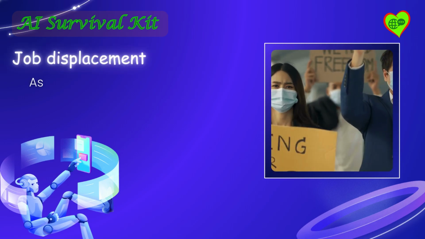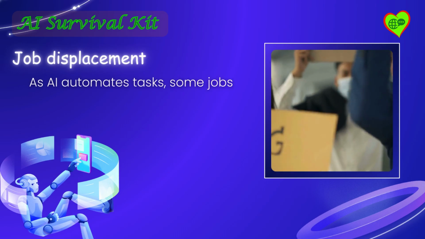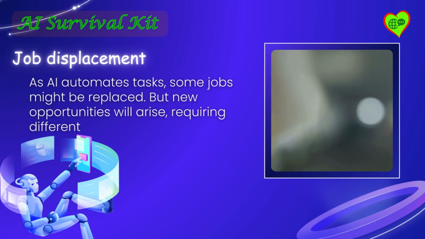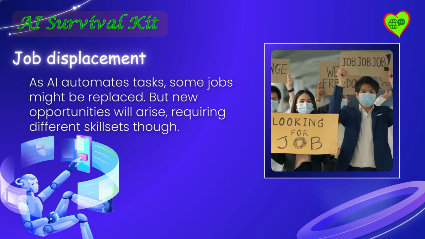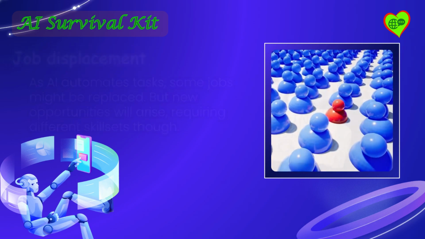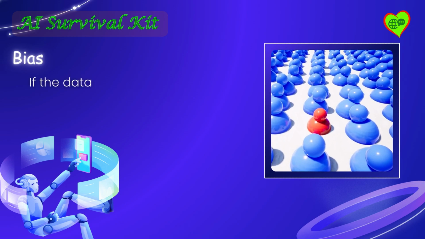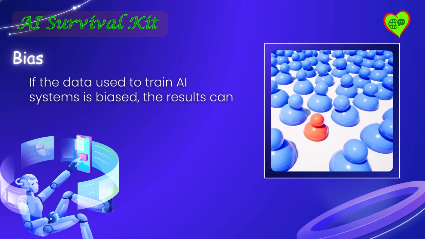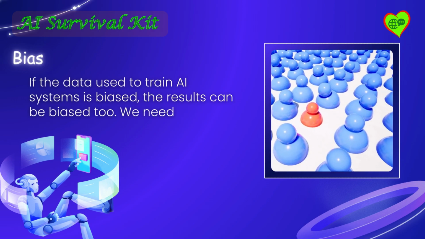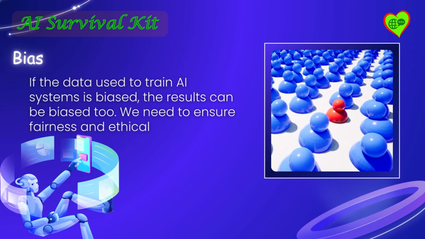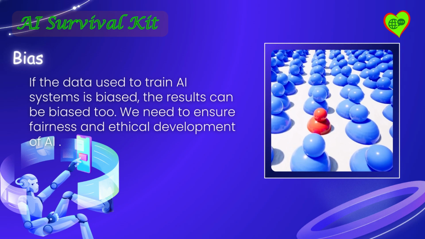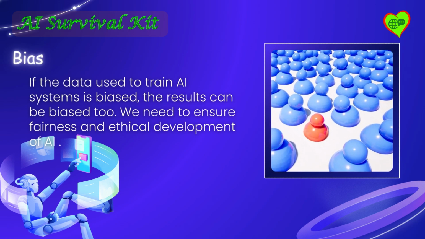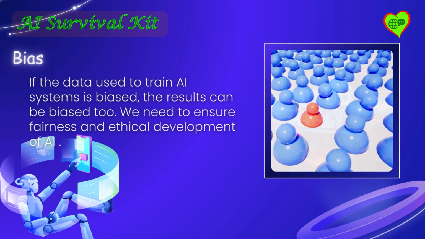Job displacement. As AI automates tasks, some jobs might be replaced. But new opportunities will arise, requiring different skill sets though. Bias. If the data used to train AI systems is biased, the results can be biased too. For example, it was found that facial recognition software showed bias against certain demographics. We need to ensure fairness and ethical development of AI.